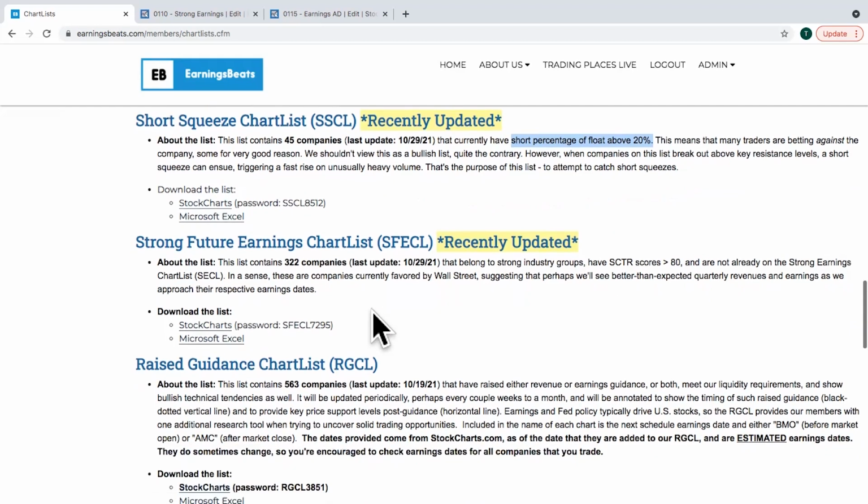Then you get into the strong future earnings chart list. So we have the strong earnings chart list, but what about those companies that didn't necessarily post strong earnings in their last quarter, but are now trading really strong on a technical basis? Well, those we like to put into another chart list, which is purely technical, the strong future earnings chart list. And again, we like to make sure the SCTR scores show relative strength. And then, of course, they can't already be on the strong earnings chart list. We want to make this an independent list of companies that did not beat revenue and earnings estimates in their last quarter, but they're trading like they're going to beat in the next quarter. So, strong future earnings chart list.